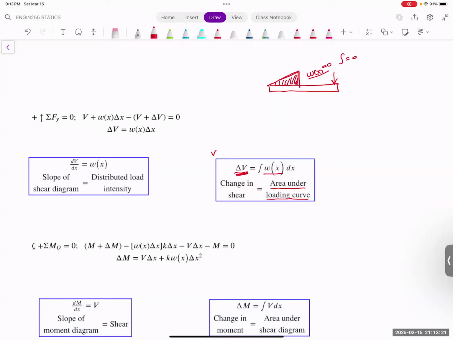If your distributed load is a constant like this, that means your Wx is a constant, such as 1000. Then when you do the integration, it is going to have the change of the shear force as a slope. So when you do the shear force diagram, you're going to see this kind of a picture. Oh no, it should be the other way around. It should be going down because it's pushed downwards.